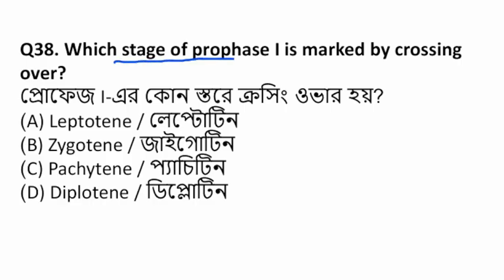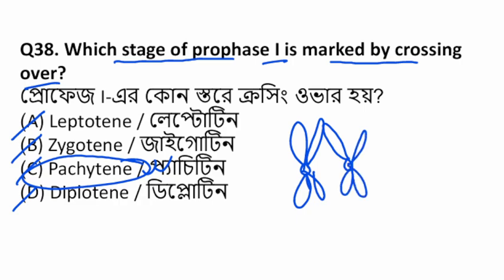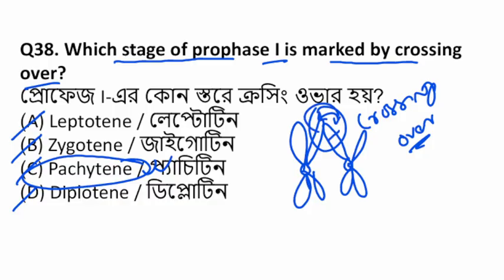Which stage of prophase 1 is marked by crossing over? প্রোফেজ 1 এর কোন স্তরে ক্রসিং ওভারটা হয়? লেপ্টোটিন, জাইগোটিন, প্যাকাইটিন, ডিপ্লোটিন. The crossing over occurs at the প্যাকাইটিন stage. Crossing over is basically when the genetic information is exchanged between homologous chromosomes. So this is known as crossing over, where the genetic information from this chromosome will go to this chromosome and vice versa.